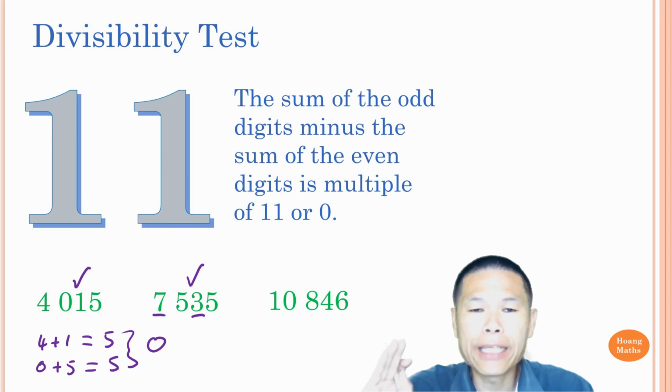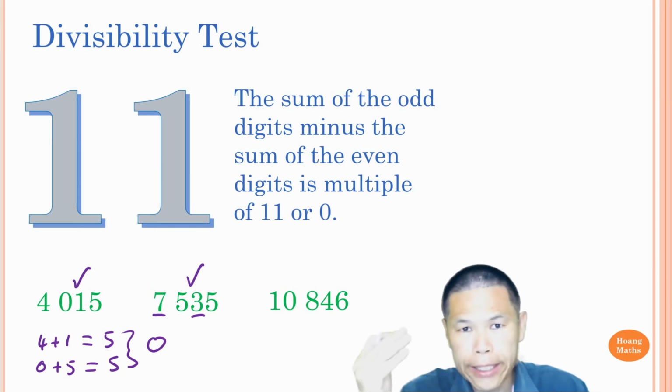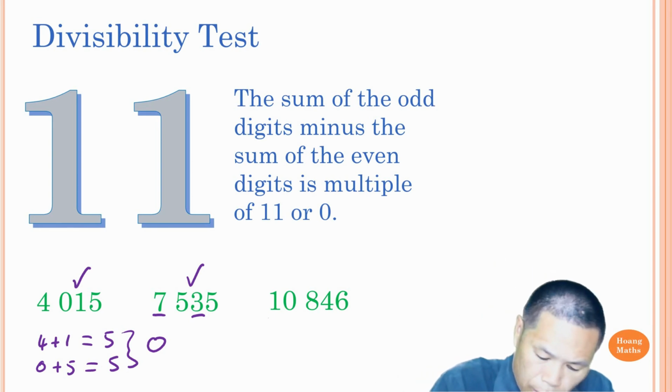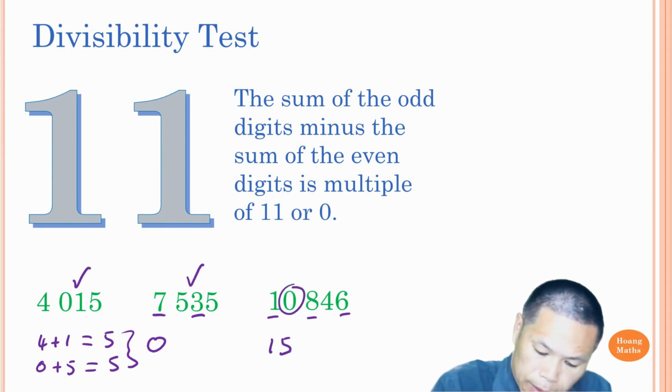Right. Let's see if you got it correct. So we add all the odd digits together and the even digits together, okay? So 1 plus 8 plus 6. So that gives me 15. And then the even one is this.